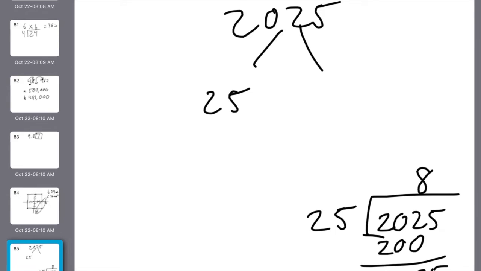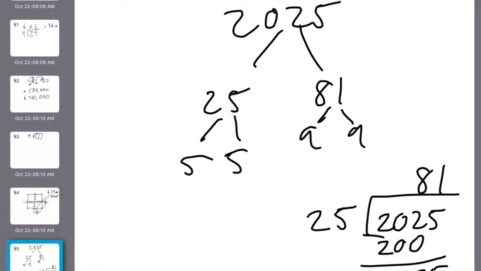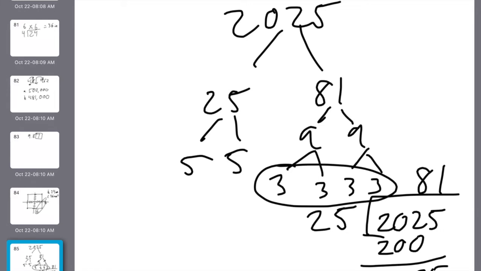But 25 goes into 200 8 times. That's 200. I subtract, I get a 25. That goes in there once. Now I'm back here and I got an 81. Now I know 25 is 5 and 5. 81 is 9 and 9. Those aren't prime numbers. I got to break them down to 3 and 3. Break this 9 down to 3 and 3.